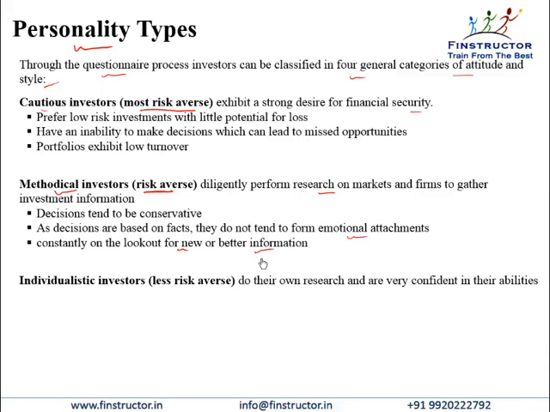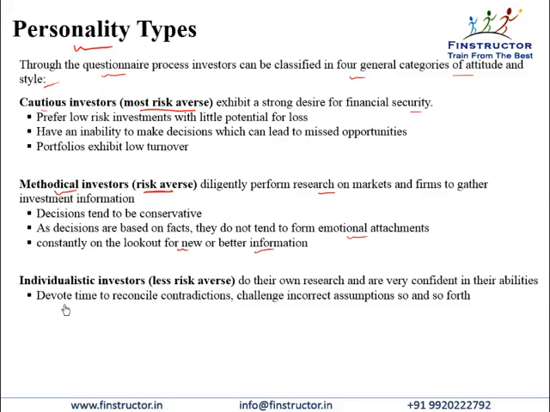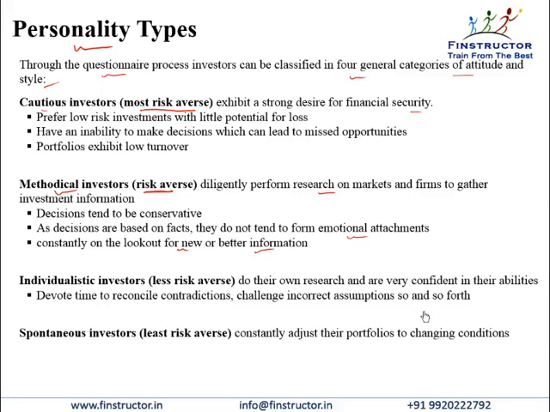The confusion normally will be between the methodical and the individualistic investor who have similar characteristics. That is, even the individualistic investor does his own research and is fairly confident about his abilities. Individualistic investors, however, fall in the less risk-averse category or the risk-seeking category. So they will devote time to reconcile any contradictions that they have from the sell side or from other people's views or other analysts. They will challenge incorrect assumptions and will be confident in their research process and their method.